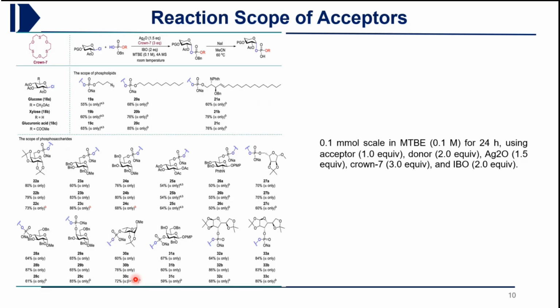silver salt 1.5 equivalent, crown 7 as 3 equivalent, isobutylene oxide as a scavenger they are taking 2 equivalent.